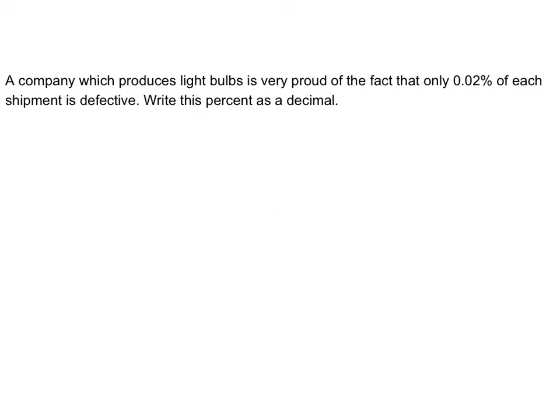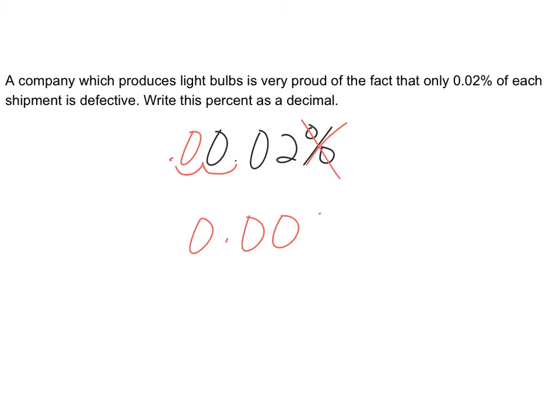We can do the same thing with word problems. A company which produces light bulbs is very proud of the fact that they only have 0.02% of each shipment defective. We can write that as a decimal the same way. Take this decimal, move it left 2 spots, fill in any zeros, and get rid of the percent sign. So as a decimal, it would be 0.0002.